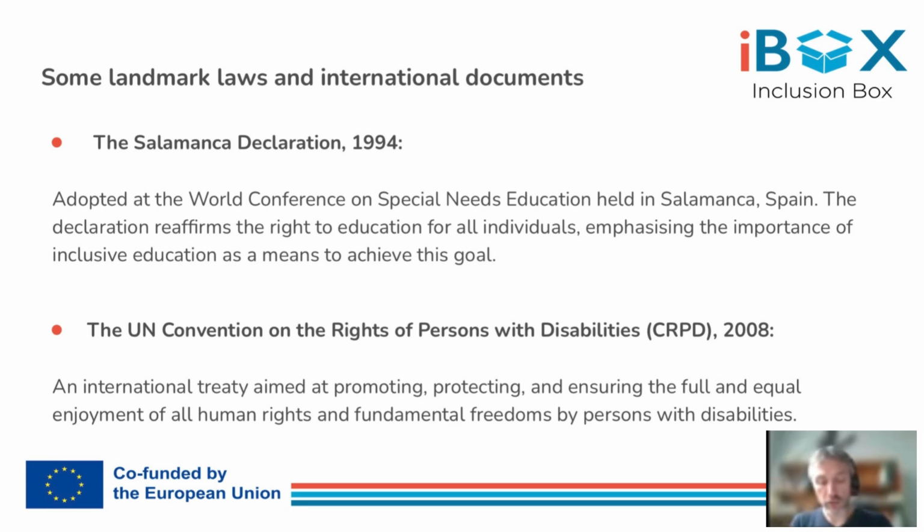So the Salamanca Declaration has had a significant impact on beginning to shape international perspective and policies regarding more inclusive education. The second landmark document is the United Nations Convention on the Rights of Persons with Disabilities from 2008. This is an international treaty aimed at promoting, protecting, and ensuring the full and equal enjoyment of all human rights and fundamental freedoms by persons with disabilities.